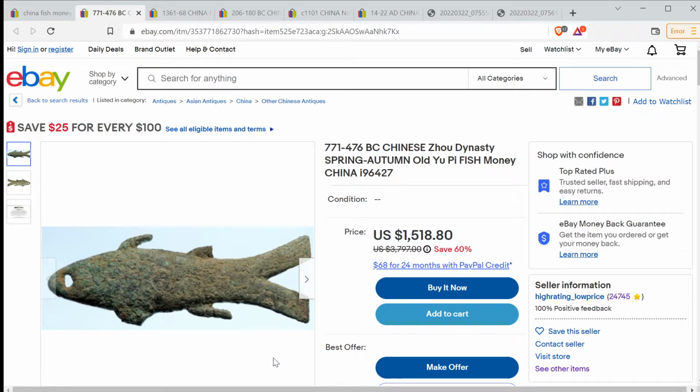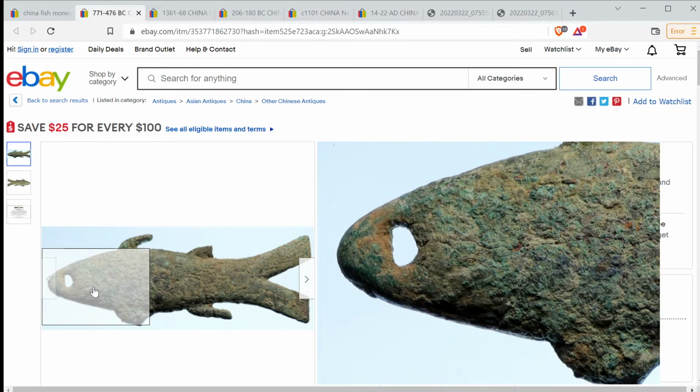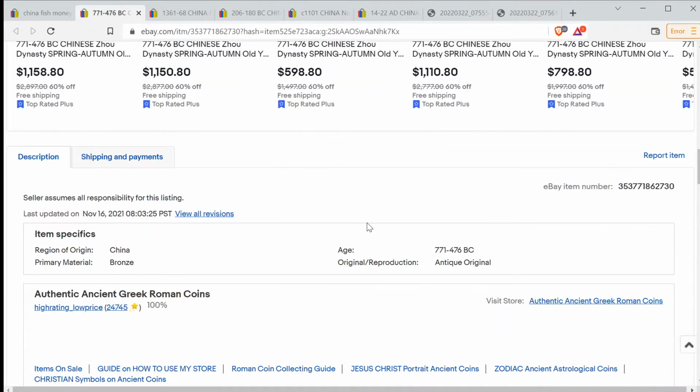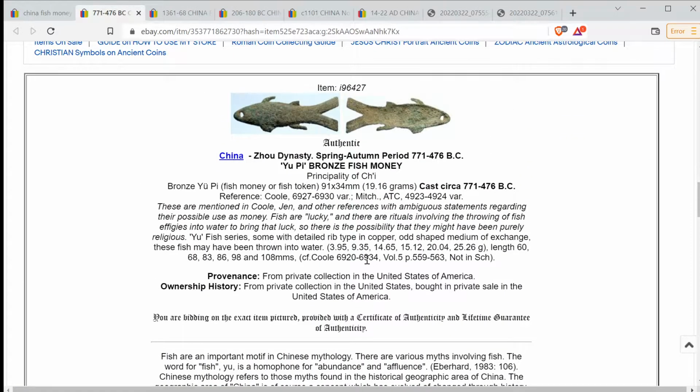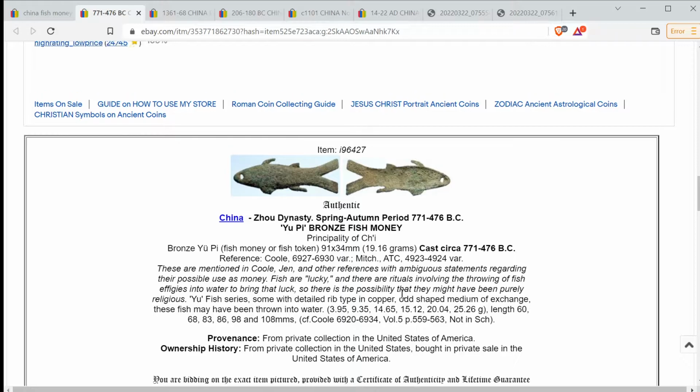So these trade tokens were used in ancient China, and notice the idea of making it usable on a string. See, you could string up a bunch of these little tiny fish monies. Let me see. Let's get the description over here. So we're talking about circa 771 to 476 BC. So fish are lucky. So a lot of different interesting, basically put, it's the Zhou dynasty, circa this period, fish money.